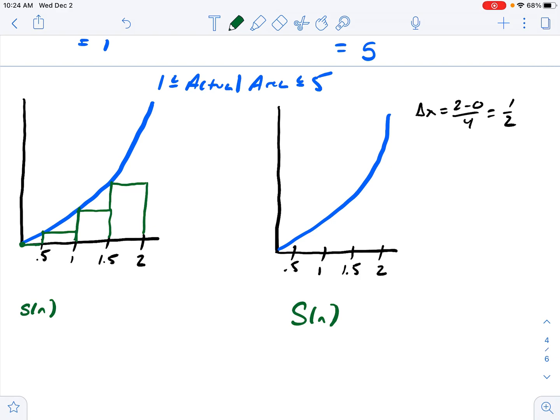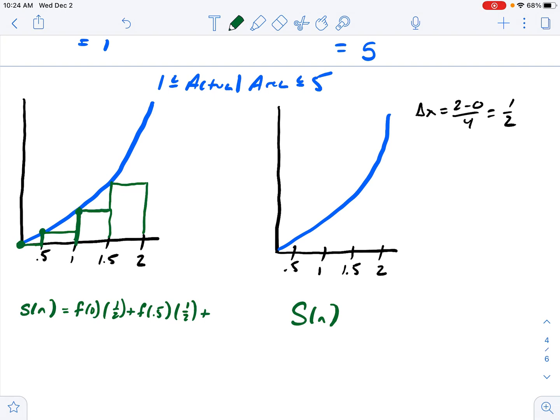Okay? And so our delta x is 1/2 or 0.5, and again we want to do base times height to get the areas of these rectangles. So height of the first rectangle was at 0, f of 0 times our delta x of 0.5 or 1/2, whichever you prefer. Plus, second rectangle has a height at 0.5, so I've got to figure out the y value at 0.5 and then multiply that by 1/2.